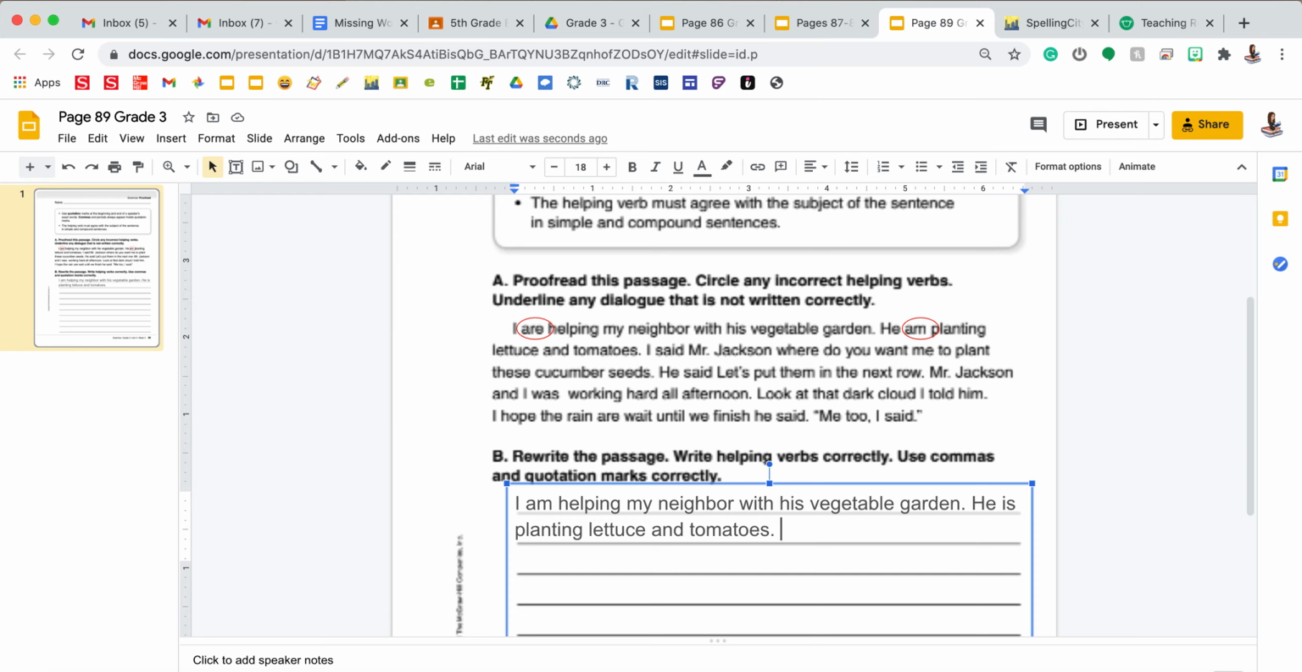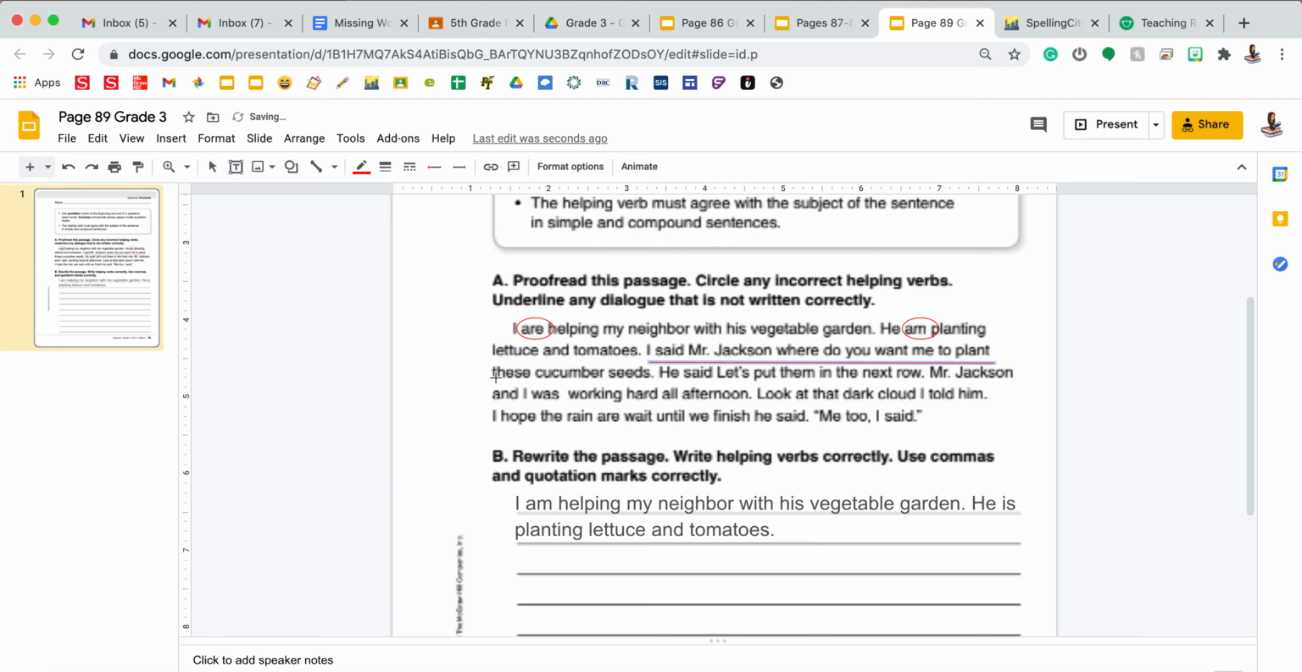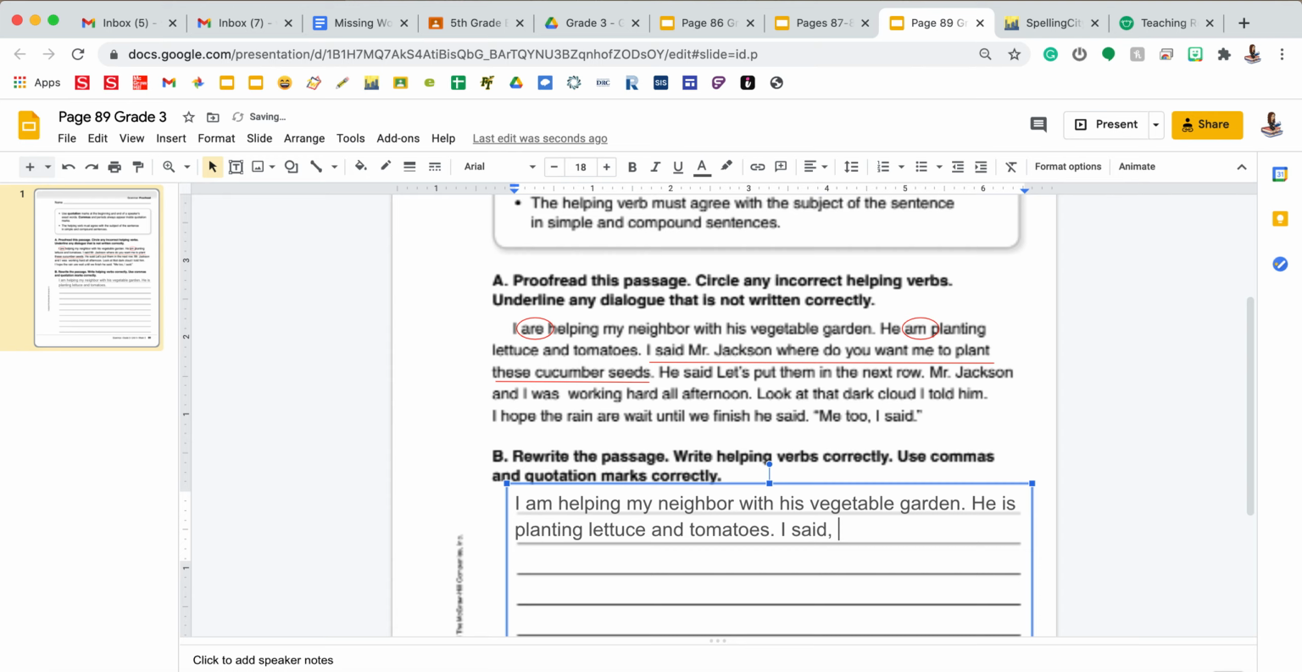The next sentence says, I said, Mr. Jackson, where do you want me to plant these cucumber seeds? There is a mistake in dialogue here because I am missing a comma and quotation marks. So when I retype, I'm going to type, I said, comma, Mr. Jackson, where do you want me to plant these cucumber seeds? You will finish going through this passage looking for four more mistakes with dialogue and two more mistakes with helping verbs.